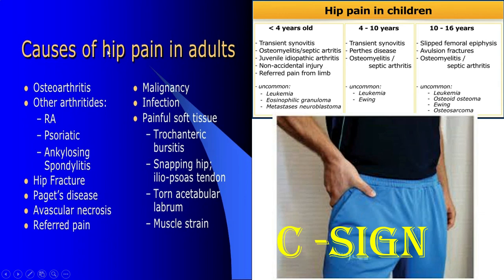Now the most common primary cause of hip pain is osteoarthrosis. Then ankylosing spondylosis can occur, or it is associated with hip fracture, avascular necrosis, or any type of muscular pain also occurs. But in a child less than 4 years, transient synovitis, osteomyelitis, juvenile idiopathic arthritis. Over 4 to 8 years, Perthes disease, transient synovitis or septic arthritis, and more than 10 to 16 years slipped capital femoral epiphysis, avulsion fracture, osteomyelitis, septic arthritis.